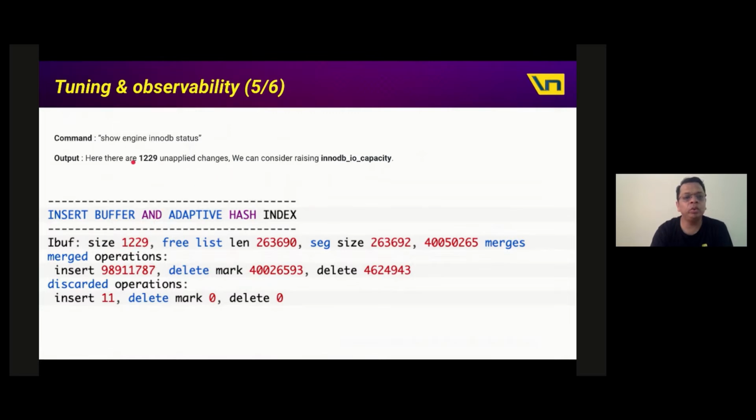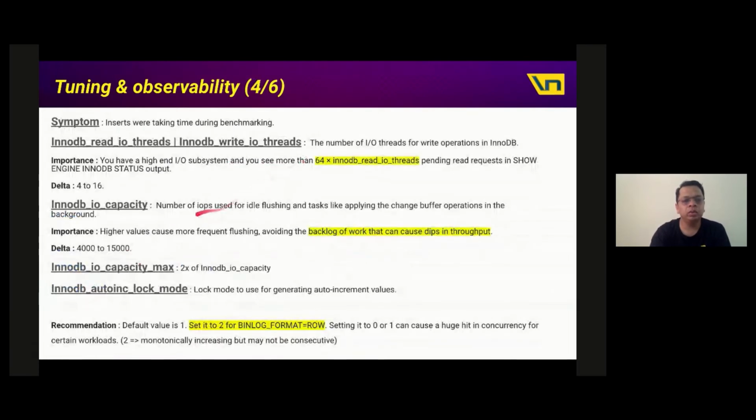It means there are 1229 unapplied changes, and hence we can consider InnoDB IO capacity. So okay, that was for InnoDB IO capacity. For the InnoDB read IO thread, generally you can just see the value of pending read requests in SHOW ENGINE INNODB STATUS, and based on that, if you see that value is more than 64 across InnoDB read IO threads, then you can choose to increase these values. So InnoDB IO capacity we increased from 4,000 to 15,000. This I covered in this diagram.